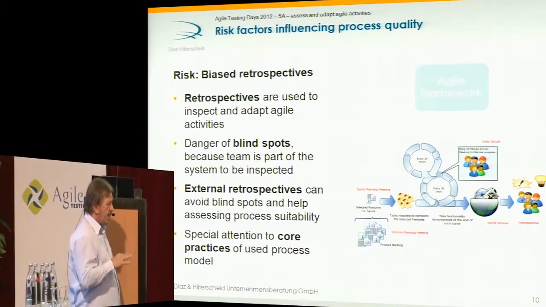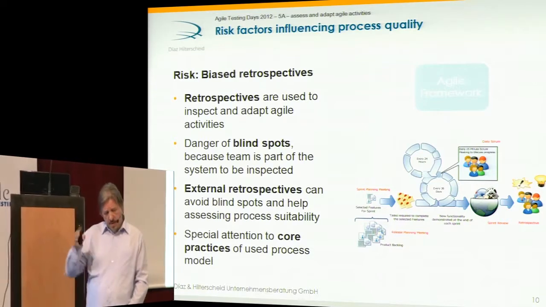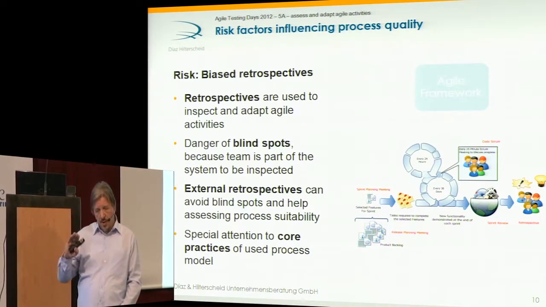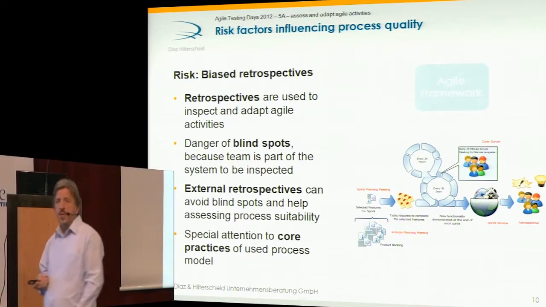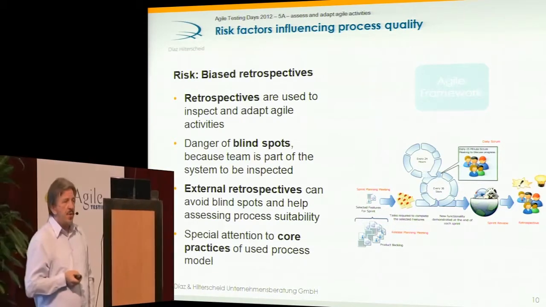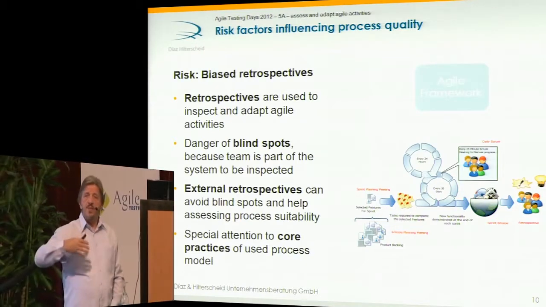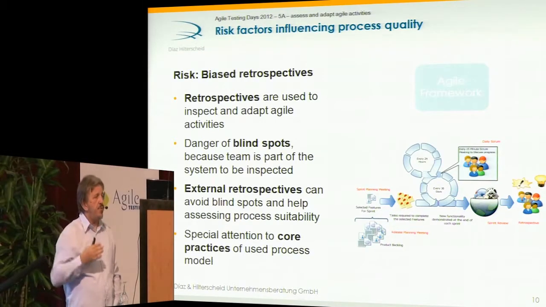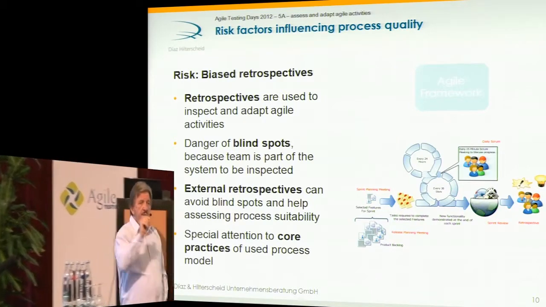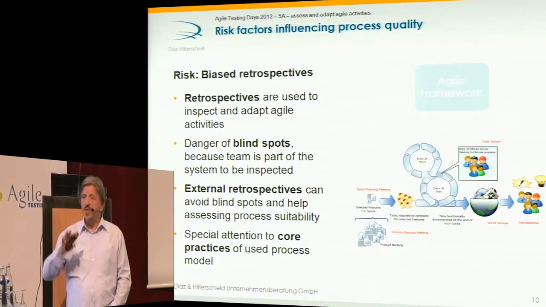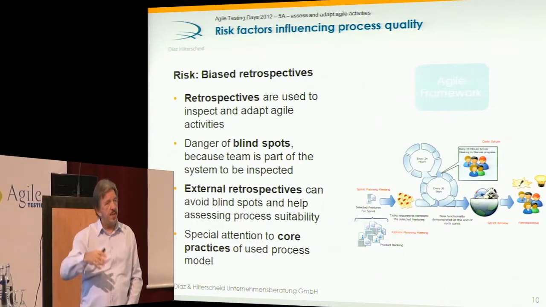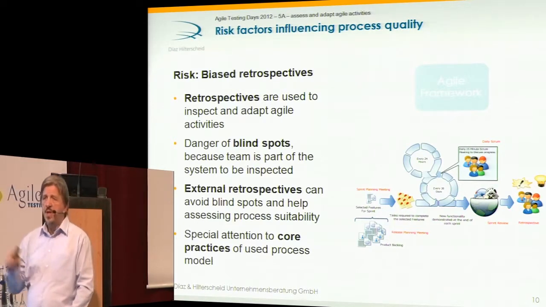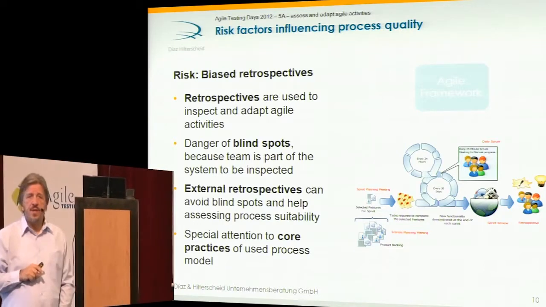So another problem point was that companies did not only start their agile work with an incomplete core practices framework, but also that their retrospectives were biased by the fact that they were themselves part of the team that they were trying to improve. And so we had blind spots, not personal blind spots, blind spots for the team. So the team was adjusting the process, yes, but they were missing out on some important areas that they didn't see.